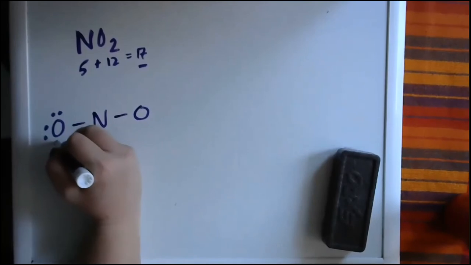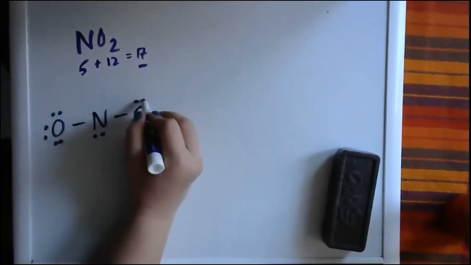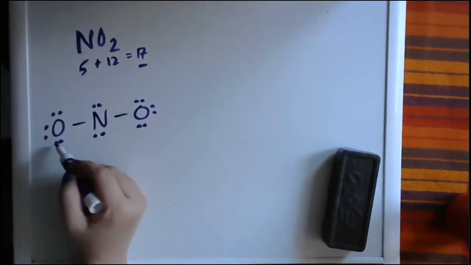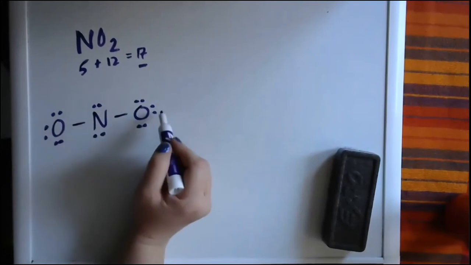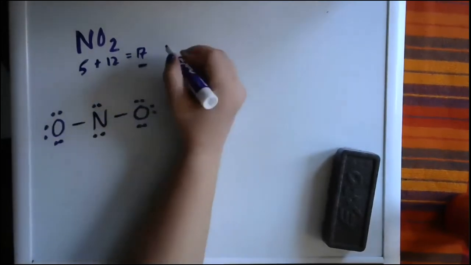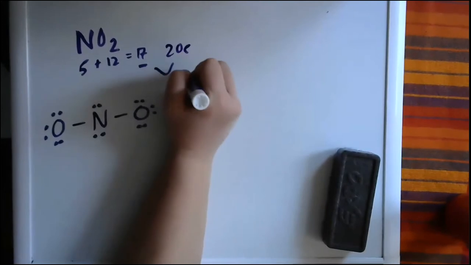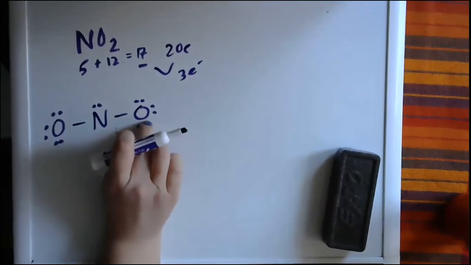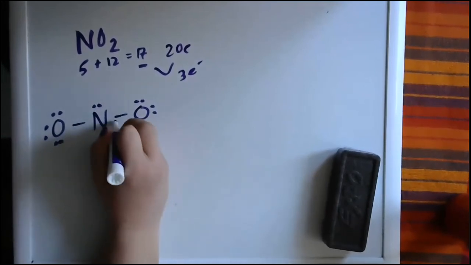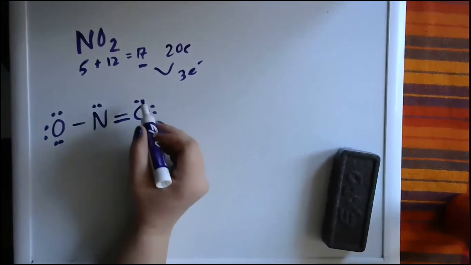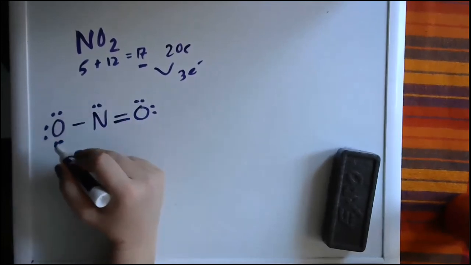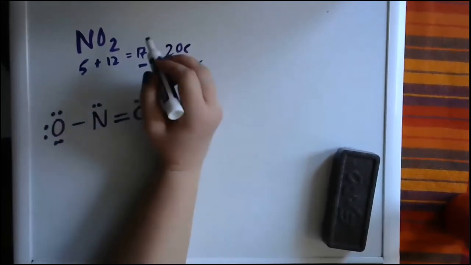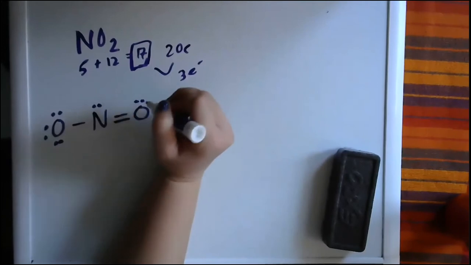And we would want to do this. 2, 4, 6, 8, 10, 12, 14, 16, 18, 20. Well, we can't do that, right? Because we have a 3 electron deficit. So we can form a double bond here. And at least now we have 2, 4, 6, 8, 10, 12, 14, 16, 18 electrons here. But we only have 17 electrons present, right? This is our number, 17.